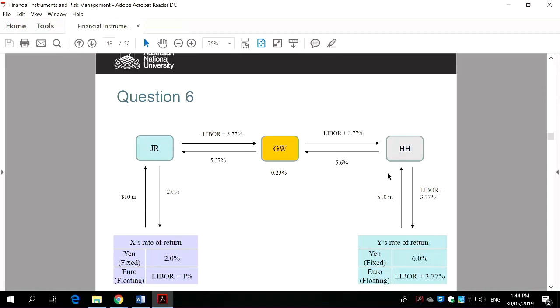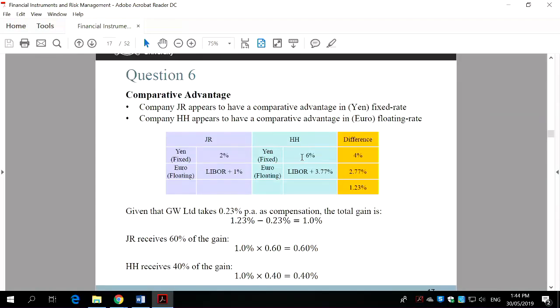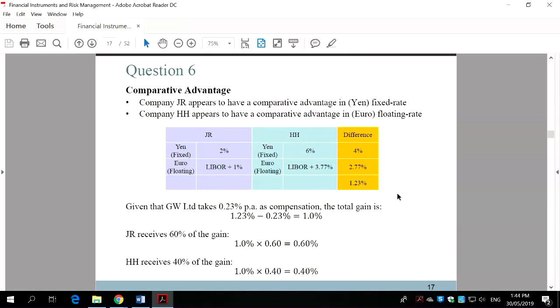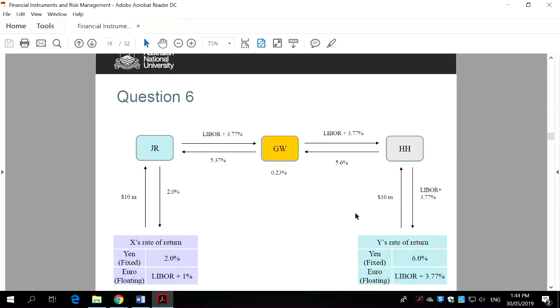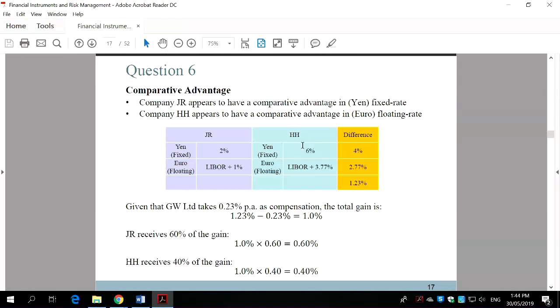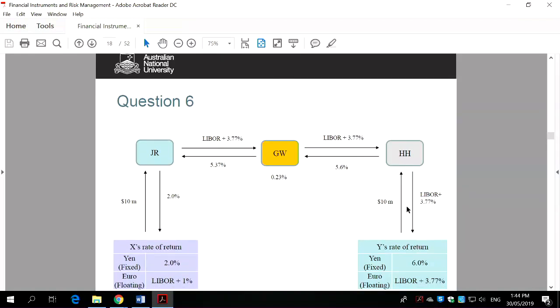Although HH wants to borrow at the Japanese fixed rate, we analyzed that HH's comparative advantage lies in euro floating, right? So we still ask HH to borrow money in euro floating. So the cost of borrowing for HH in euro floating is LIBOR plus 3.77%. So HH takes out a $10 million loan and pays the euro bank LIBOR plus 3.77%.